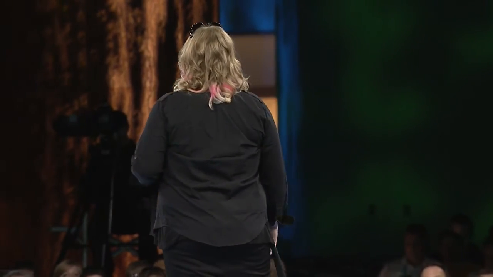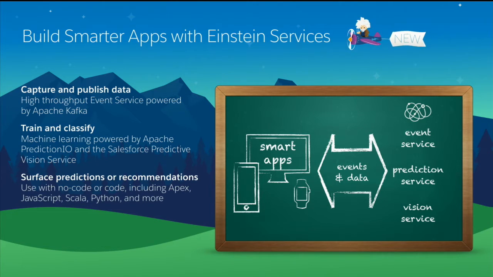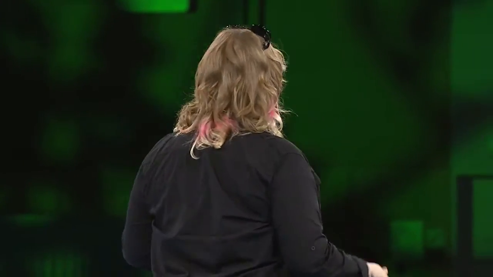But how are we making that easier for you on our platform? Well, I'll tell you. You're able to capture and publish data using our high-throughput event streams, powered by Apache Kafka. We'll get into that a little bit more later. And then once you have that data, you're able to train and classify it and build models powered by machine learning with Apache PredictionIO, as well as Einstein Predictive Vision Service. And then once you've trained your models and built your classifiers, you can surface recommendations and make predictions and offer those to your users, doing anything from no code to any kind of code you want, JavaScript, Python, Scala, whatever.